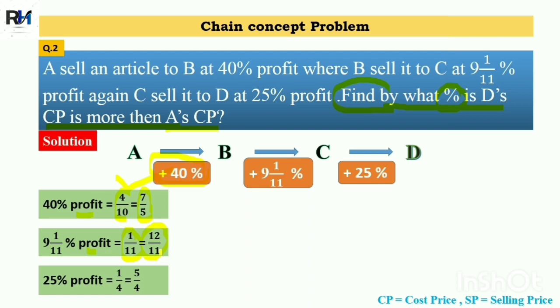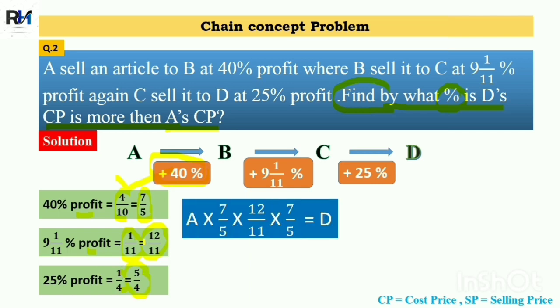Looking towards the third profit percent, that is 25%, we write it as 1 by 4. After adding 4 to 1, we get the fraction 5 by 4. Now we simply have to apply the equation.